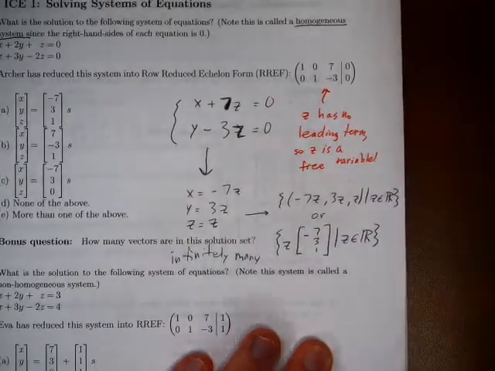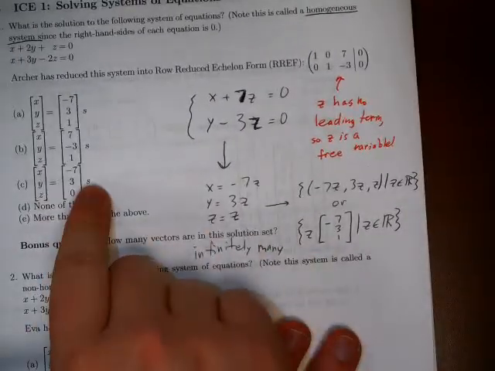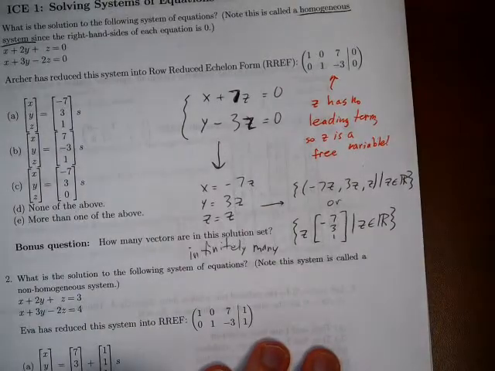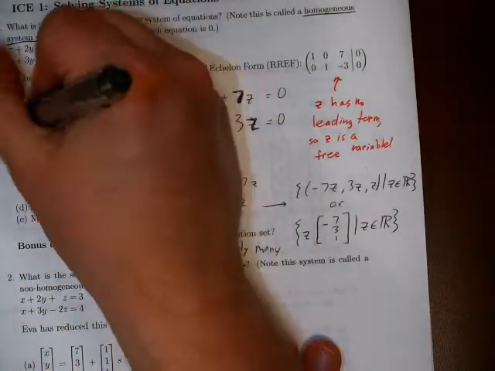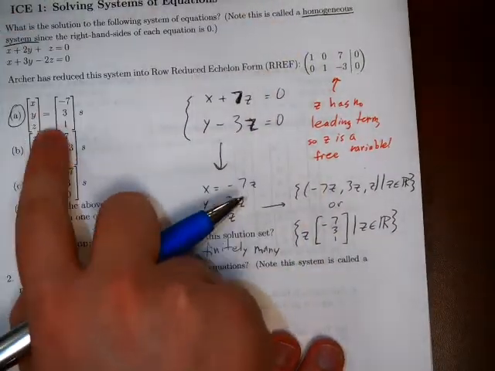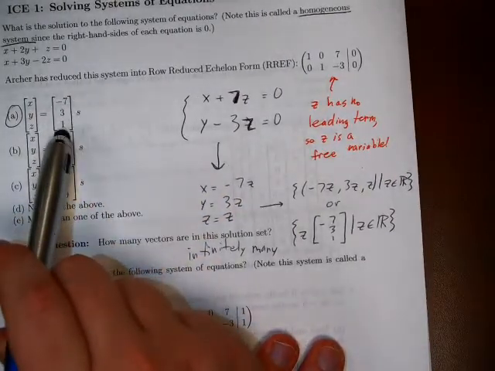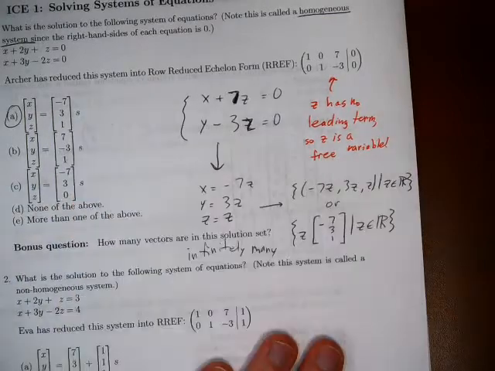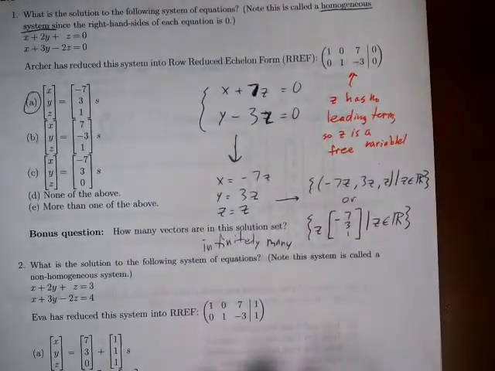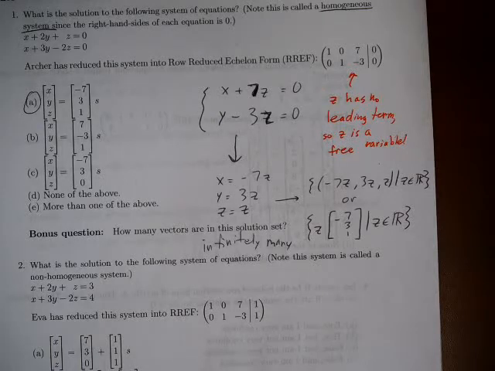And so here, instead of using z on these solutions, we're using s. We can represent x, y, and z by this vector of negative 7, 3, 1 times some s, where s is something in the real numbers. So that would be our way of representing our solution to the system of equations.